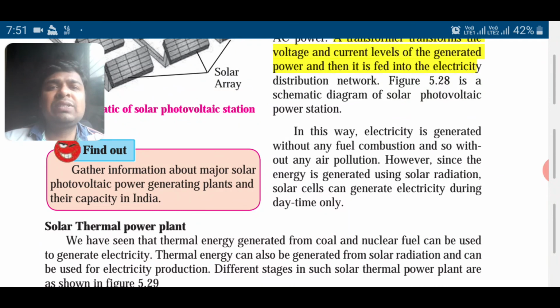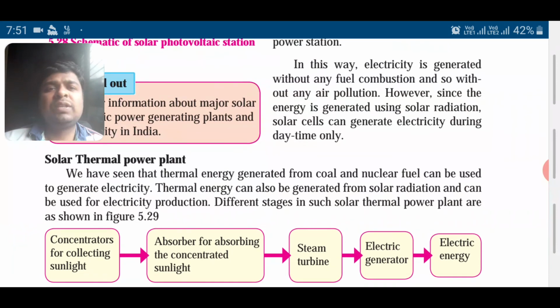In this way electricity can be generated without any fuel consumption. It is pollution free, and solar energy will be available for us for a very long time. But the problem is that it is available only during the day. During the night we cannot produce electricity. So that is one shortcoming.